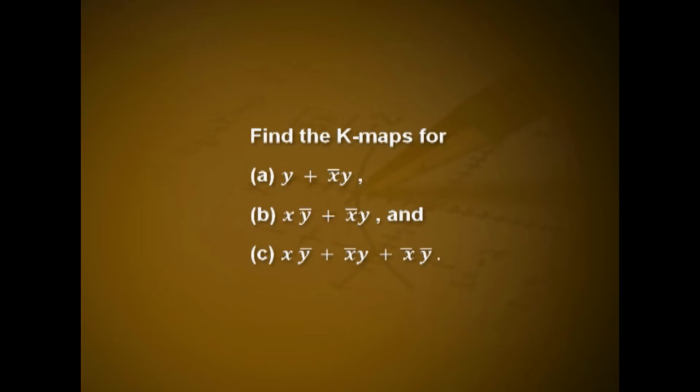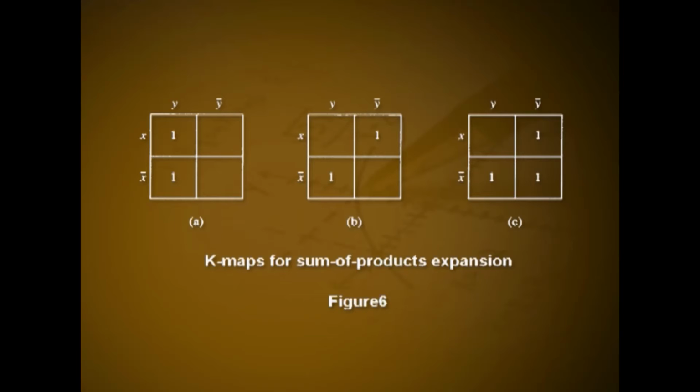Going to examples. Example 1. Find the K-maps for the first one, y plus x bar y, second one, x y bar plus x bar y, and third one, x y bar plus x bar y plus x bar y bar. Solution. We include a 1 in a cell when the minterm represented by the cell is present in the sum of products expansion. The 3 K-maps are shown in figure 6. Here you can see 3 K-maps A, B, C for the sum of products expansion given in example 1.